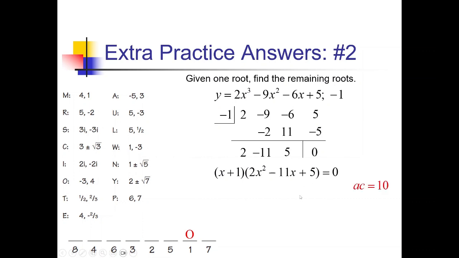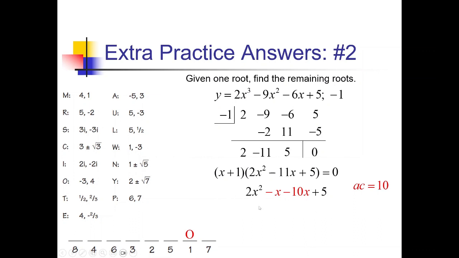So my AC value is going to be 2 times 5, or 10. So I can split this up. Two things that multiply to 10 and add up to negative 11. 1 and 10 works if they're both negative. So I can write this as 2x squared minus 1x minus 10x plus 5. I'm not going to worry about bringing down this x plus 1 just yet. I'll do that at the very end once I've got this fully factored.